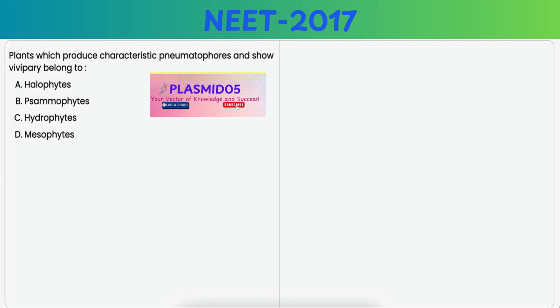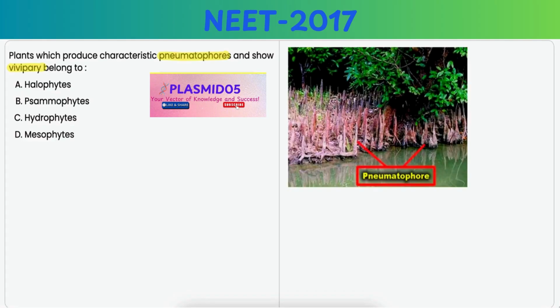In this question, you have to identify the plants which produce pneumatophores and show vivipary. Option A, halophytes. Now, halophytes are salt-tolerant plants found in coastal and saline environments. They produce pneumatophores, that is aerial roots for gaseous exchange in waterlogged conditions. And they also exhibit vivipary, that is seeds germinate while still attached to the parent plant. And both these adaptations help them to thrive in harsh environments. For example, mangroves. Hence, it is the correct option.